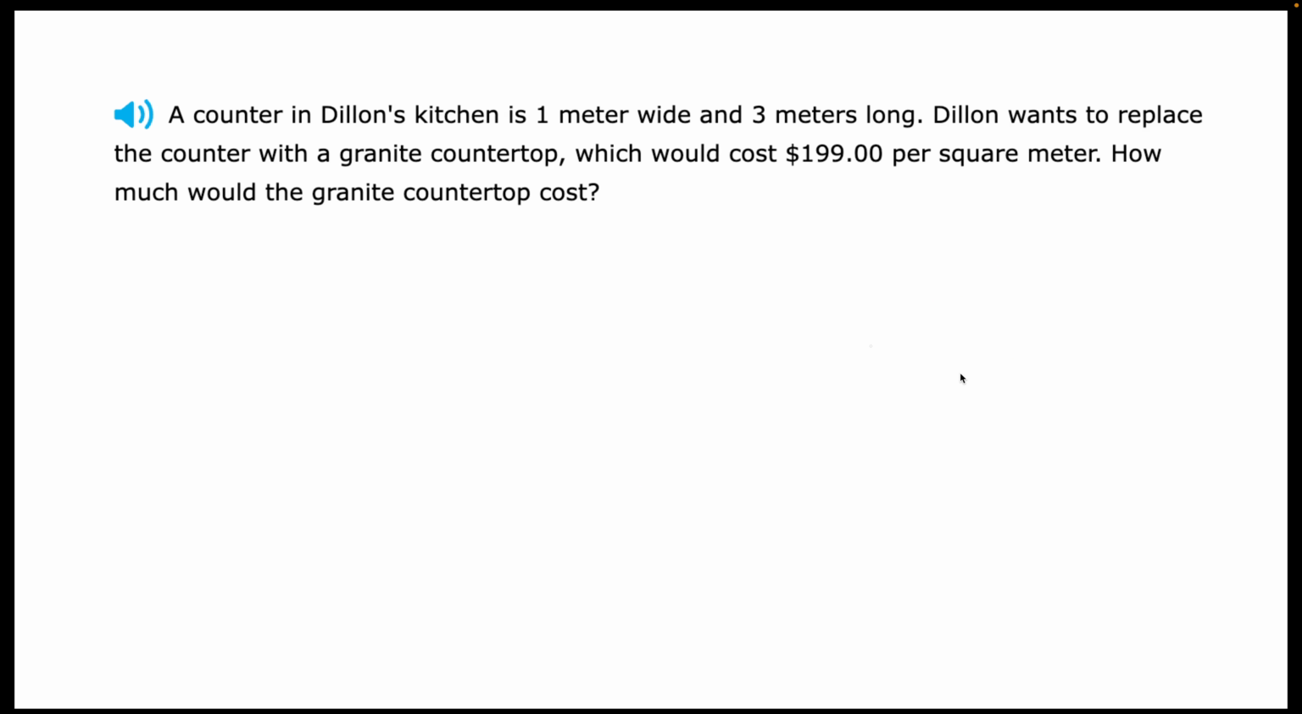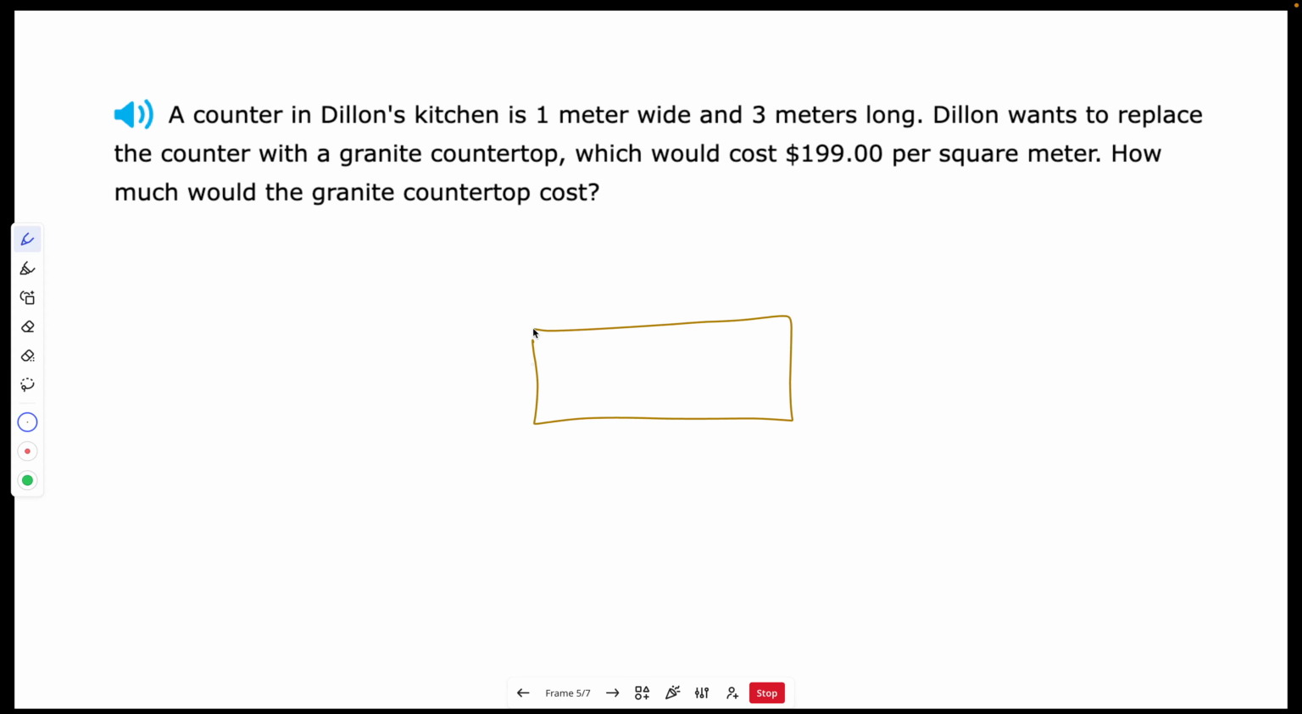Now, the other type of problem you might get, let's look at this one. A counter in Dylan's kitchen is 1 meter wide and 3 meters long. 1 meter wide, 3 meters long, okay? Dylan wants to replace the counter with a granite countertop, fancy, which would cost $199 per square meter. How much would the granite countertop cost?